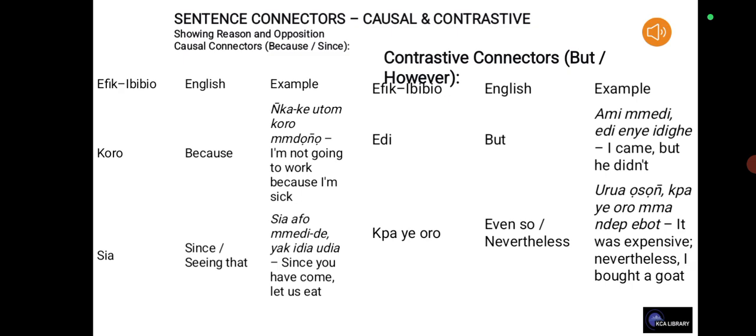Contrastive connectors show opposition or a change in direction. The main word is Eddie, which means but or however. You use it when the second part of your sentence goes against what people expect from the first part. For example, Eni eme Eddie yubiakit esit, meaning she is beautiful but has a bad heart. You can also use kpa oro for however, when you want a stronger break between ideas. These two connectors let you explain and argue, not just report. Once you use koro and Eddie, your speech starts to sound like reasoning instead of listing.